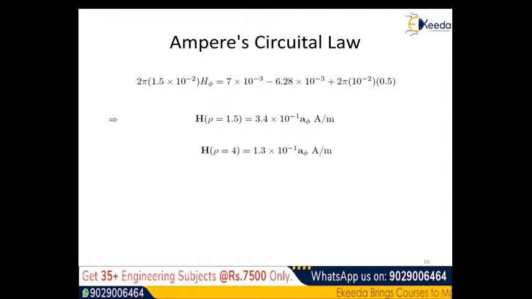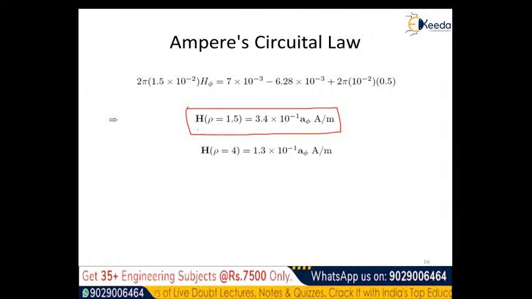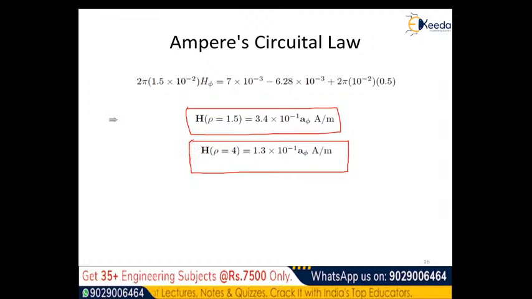at rho equal to 4 centimeters, we obtain 1.3 into 10 raised to the power minus 1 into a phi, the unit vector showing the direction of the magnetic field intensity, and this intensity vector is expressed in terms of amperes per meter. The same procedure we have to follow for determining the answer of part B and that of part C. So the repetition of the process with a change in one of the parameters will definitely give you a lot of practice to understand the thing.